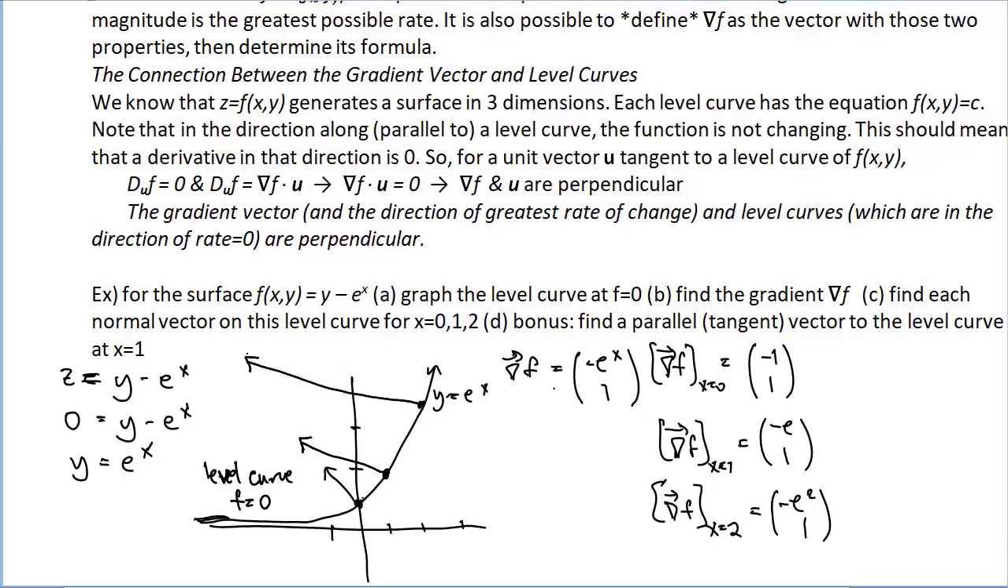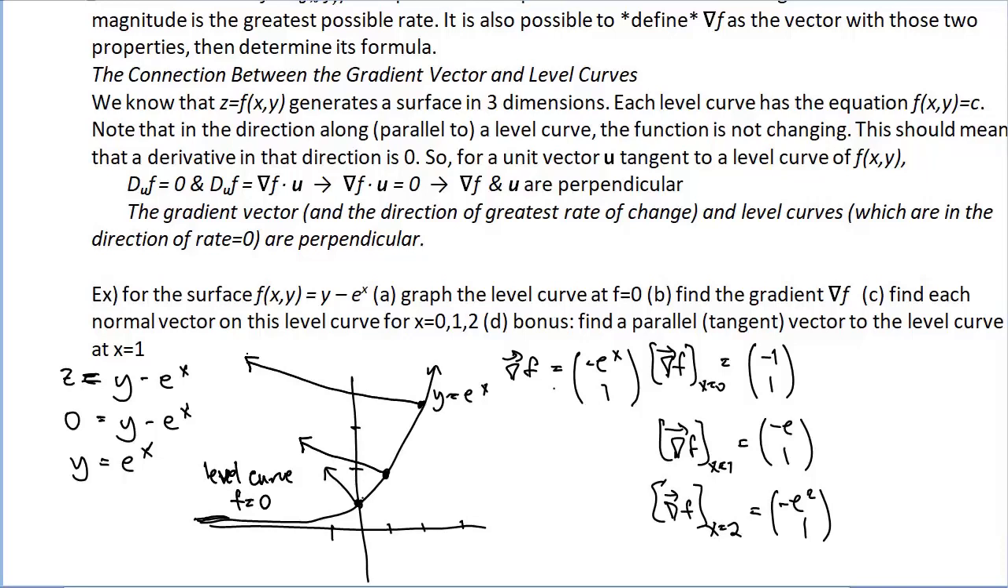So there you go. So notice that we found, so that answers part C. For a level curve, we can now find a normal vector at any point. It's just the gradient of the original function at that point.